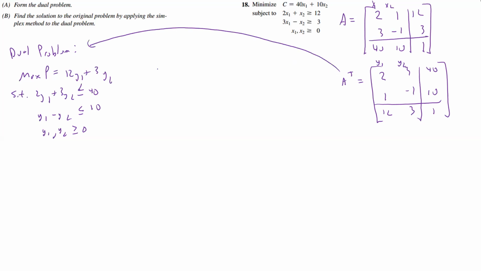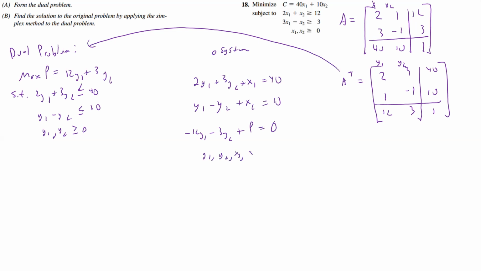So we've done that. And now what we're going to do is write our system by introducing the x1 and x2 variables. So now that becomes 2y1 plus 3y2 plus x1 equals 40, and y1 minus y2 plus x2 is equal to 10. And then we take this and take it over here, so it's going to be minus 12y1 minus 3y2 plus P equals 0. And y1, y2, x1, x2 are all greater than or equal to 0. Now, we might be able to get our first tableau in here and do some work on it.